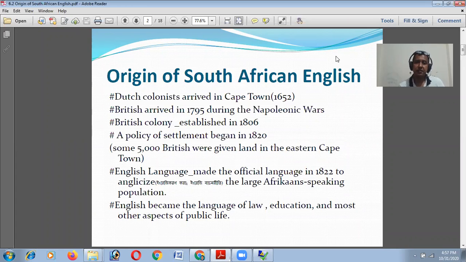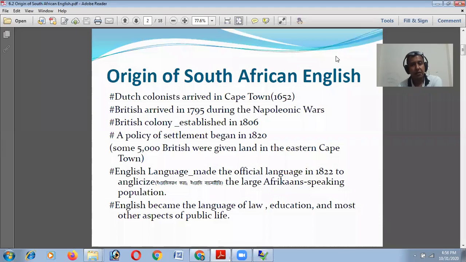British people arrived in South Africa much later. The British arrived in 1795. Before British people, the Dutch went there in Cape Town. That was in 1652. That means nearly 140 years back, British people arrived in South Africa, especially during the Napoleonic Wars.